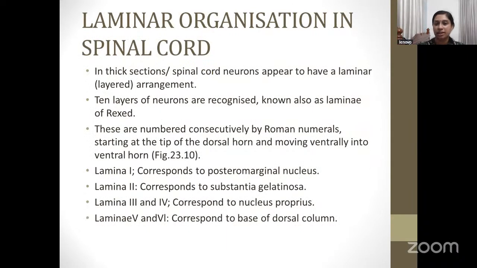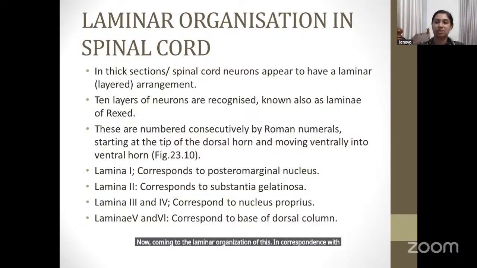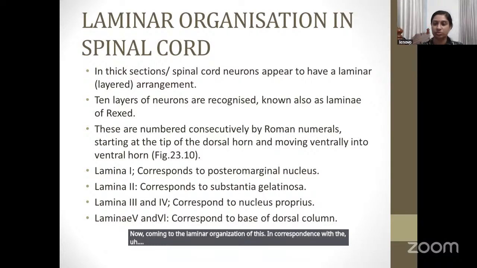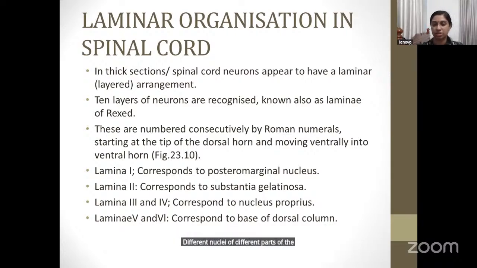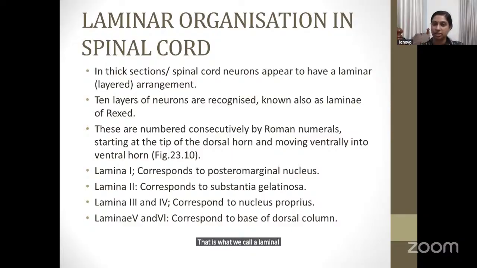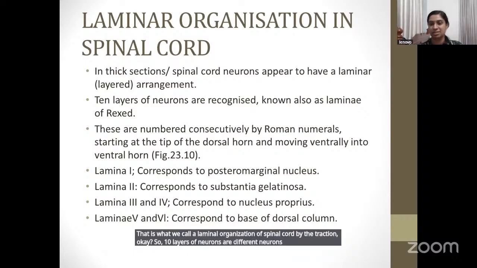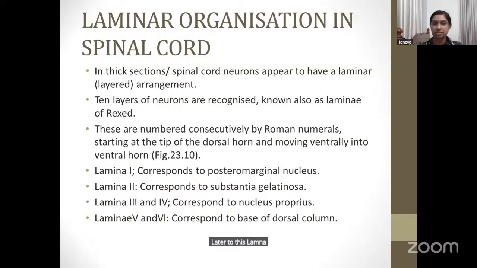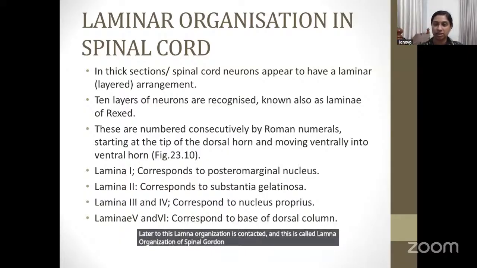Now coming to the laminar organization, in correspondence with the different nuclei of different parts of the gray matter of the spinal cord. This gray matter is divided into different laminae by a scientist called Rexed. That is what we call the laminar organization of the spinal cord by Rexed. Ten layers of neurons are recognized, based on experiments related to this laminar organization.